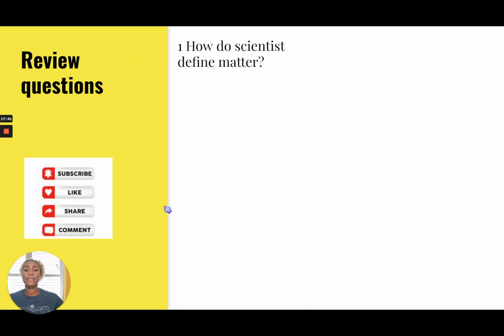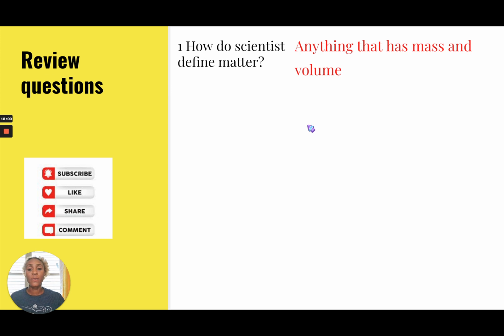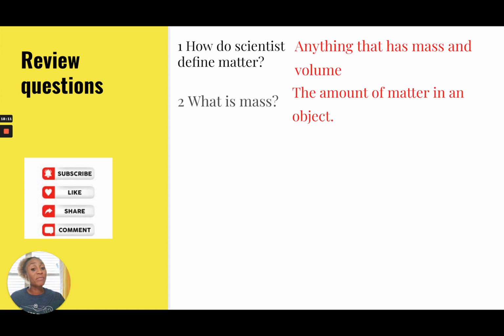Now, let's look at the review questions before I go. How do scientists define matter? It's your turn. Good job. Very good. Matter is anything that has a mass and a volume. Very good. Next question. What is mass? Good job. Mass is the amount of matter in an object. Very good. Next question. What is the basic SI unit of mass?